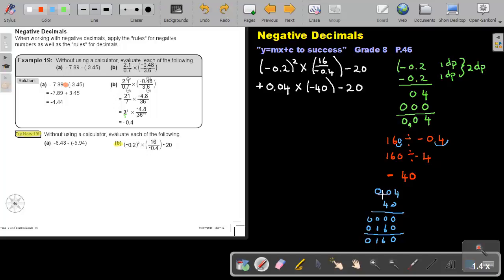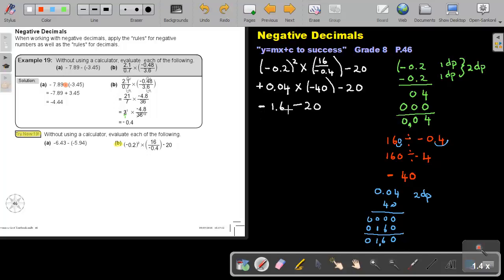Now, there were 2 decimal points in one number and no decimal point in the other. So my answer will have only 2 decimal points. So my answer will be 1.60. So basically this, just remember it's multiply. I can count the negative signs. There's just 1. It's an odd number. So the sign will be negative, and it's 1.6. And you can leave out the 0, minus 20.